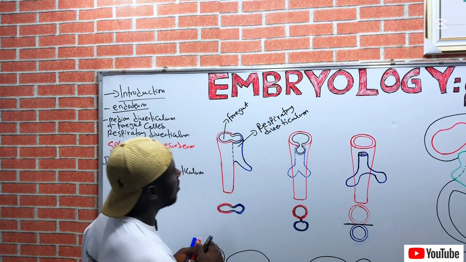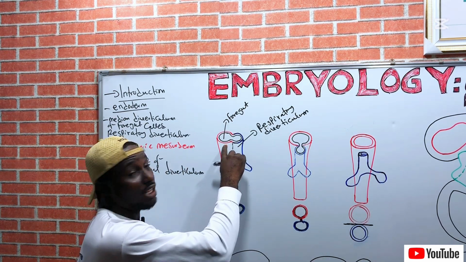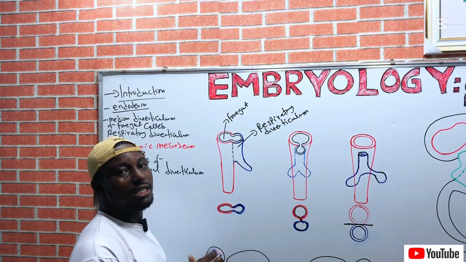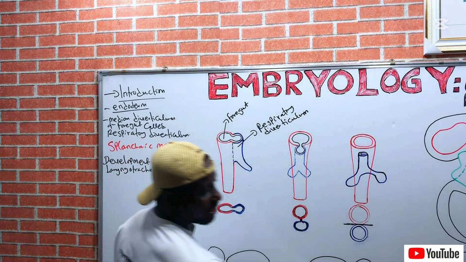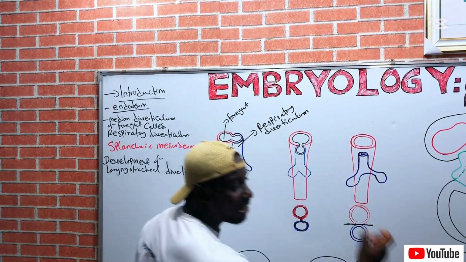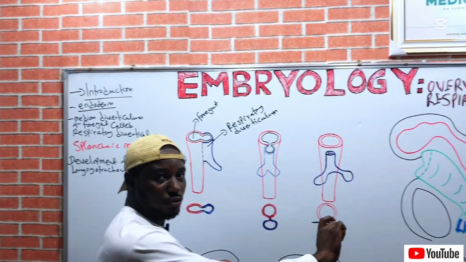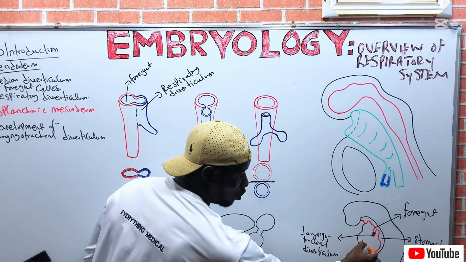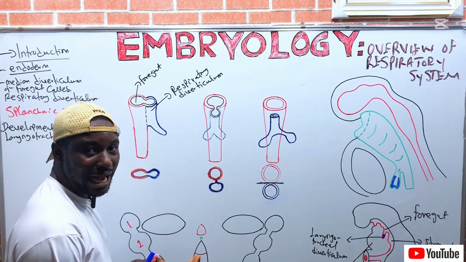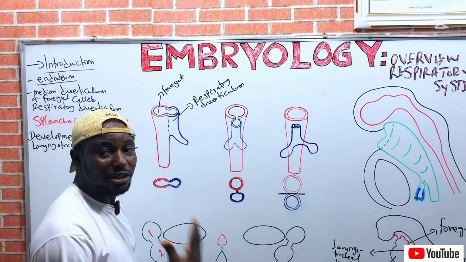Now you can see this is the foregut, right? Here is the foregut. So it developed as an outgrowth, something like a growth, right? It developed as an outgrowth on the ventral part of the cranial part of the foregut.